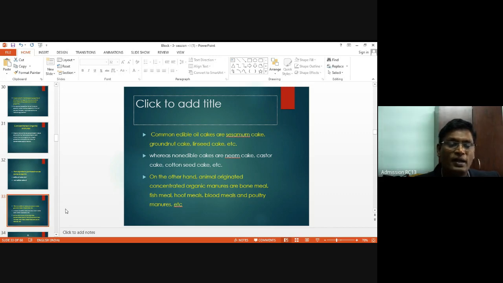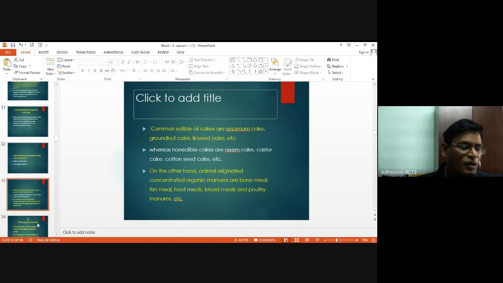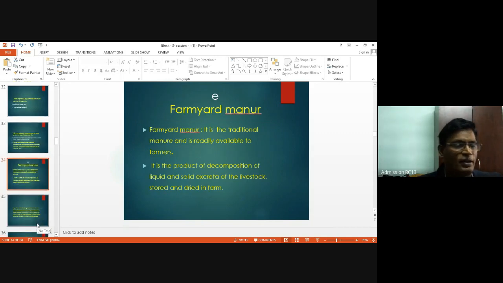On the other hand, the animal-originated concentrated organic manures are bone meal, fish meal, hoof meal, blood meal, and poultry manures. So what we saw, the groundnut cake or linseed cake, these are all plant products, originating from plants. Whereas in the animal-originated organic manures, the hoof meal, blood meal, and poultry manures all come under animal-originated organic manure.